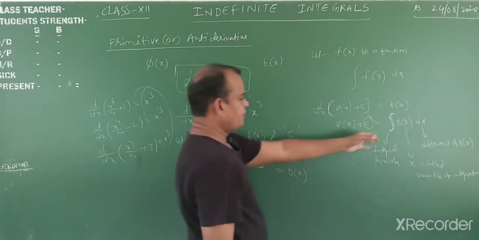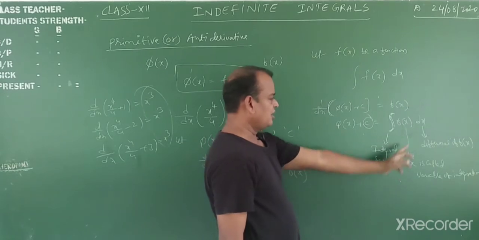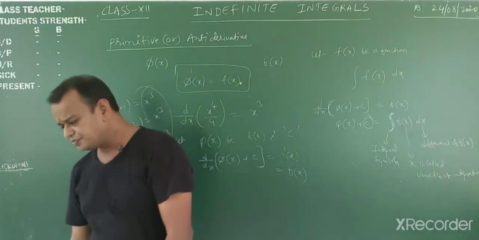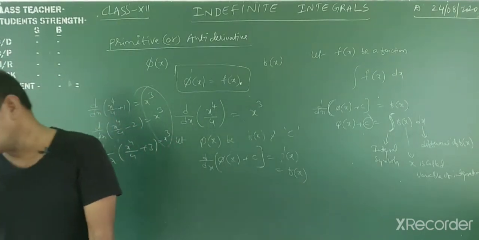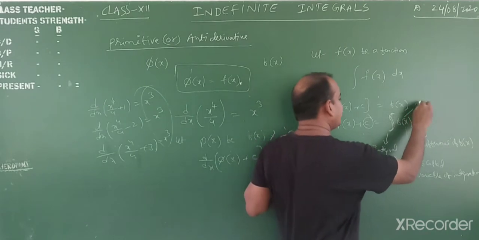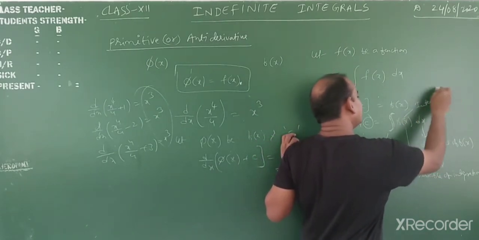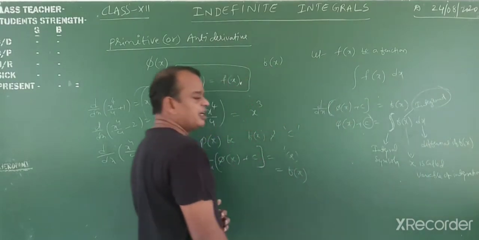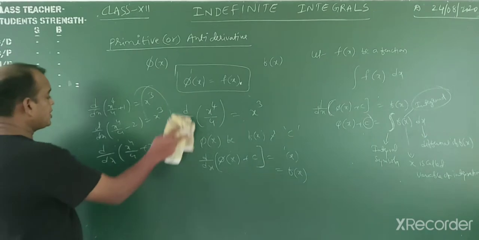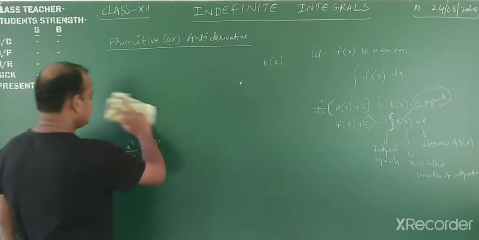Now the integral of f of x dx is equal to, where is the symbol? This symbol is called the integral symbol. dx is called the differential of x. x is called the variable of integration. Okay, and f of x is called the integrand. Now in this f of x, I hope that you understood or not? Yes.